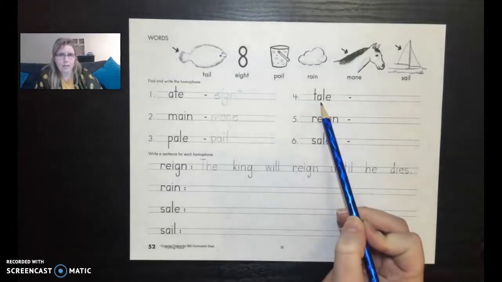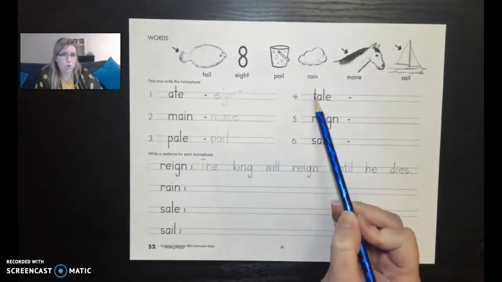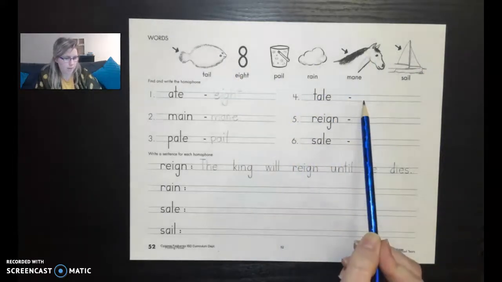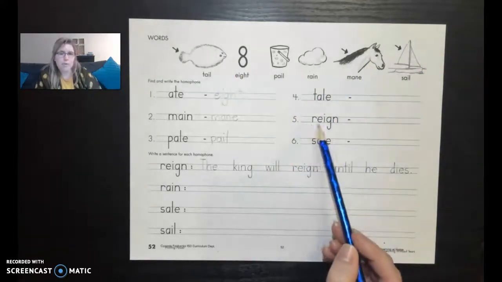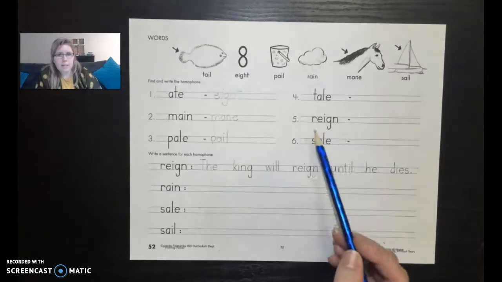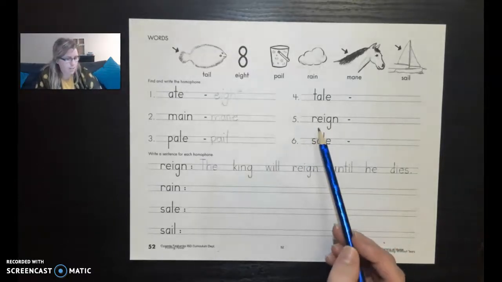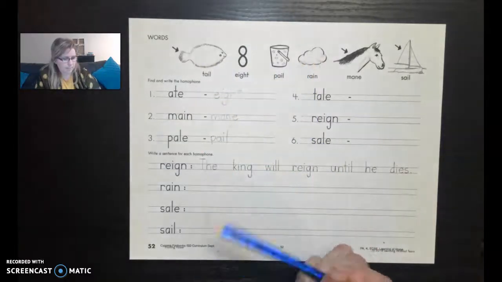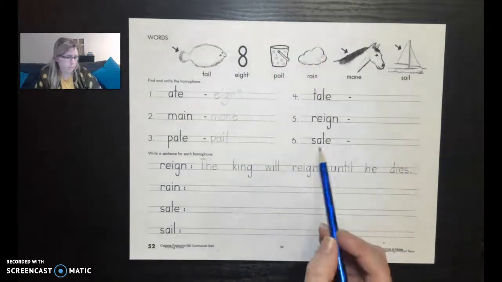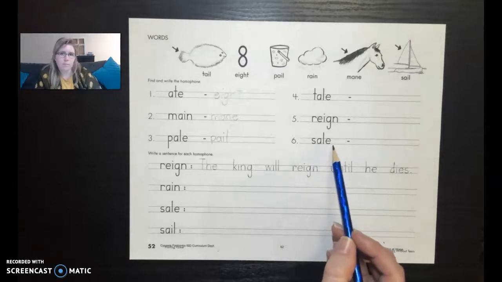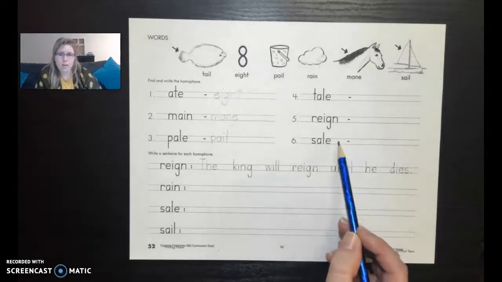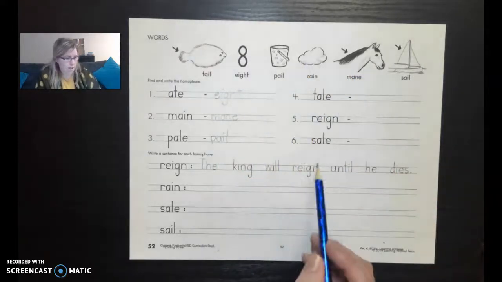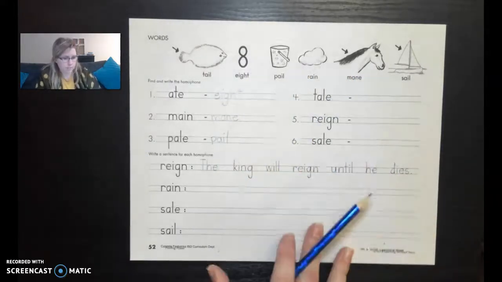This says tail. Now this was like a story. Where was the homophone for tail? You're going to write it here. This is the word reign. This is talking about a kingdom with like a king or a prince or a princess. So which picture talked about reign? And then you're going to put it here. This last one says sale. This is like a discount. A toy was on sale. Which homophone has the same sound as sale? And then you're going to write it here.